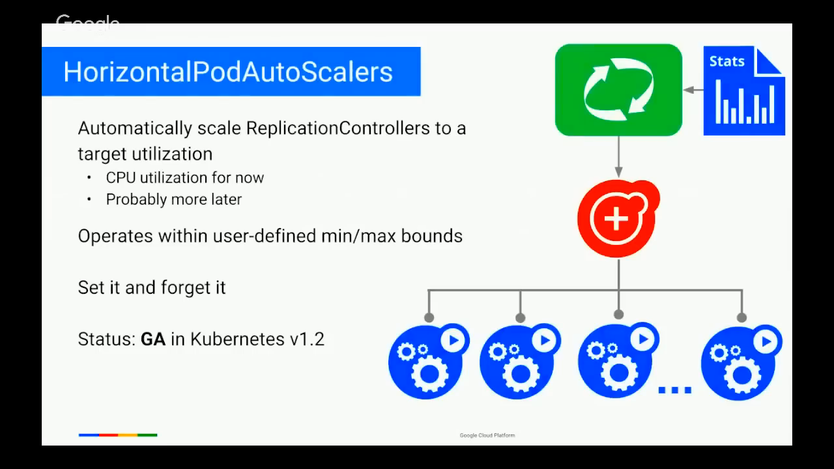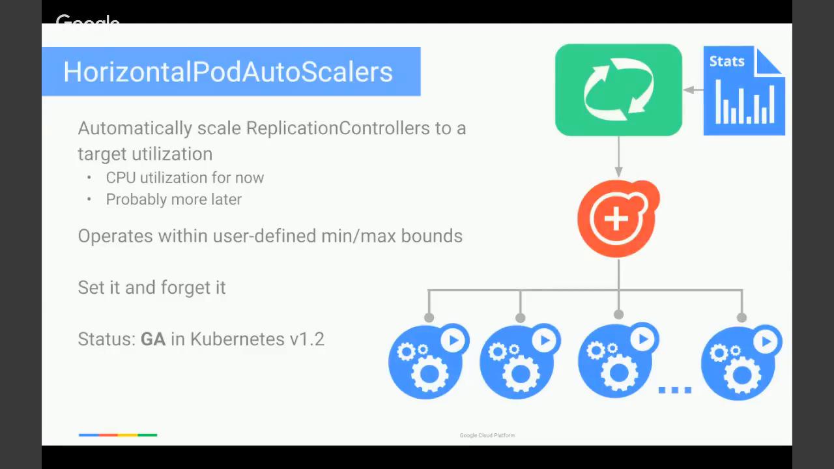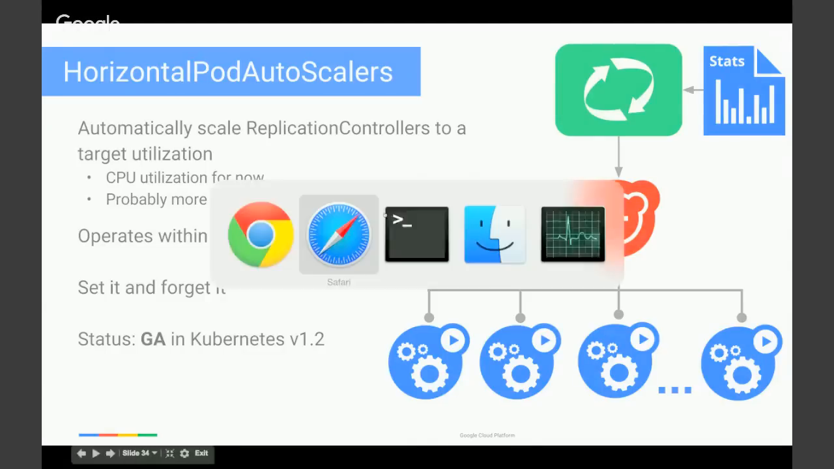So HPA, horizontal pod autoscaler, will automatically scale a replication controller based on CPU utilization. And I believe they've actually already added custom metric support. So you can actually scale it based on metrics that come out of your own application, QPS or whatever you need. You give it a min and a max number of copies to run, and it will manage it based on that. So set it, forget it. This is also a GA feature in Kubernetes 1.2. Get me back to my demo.